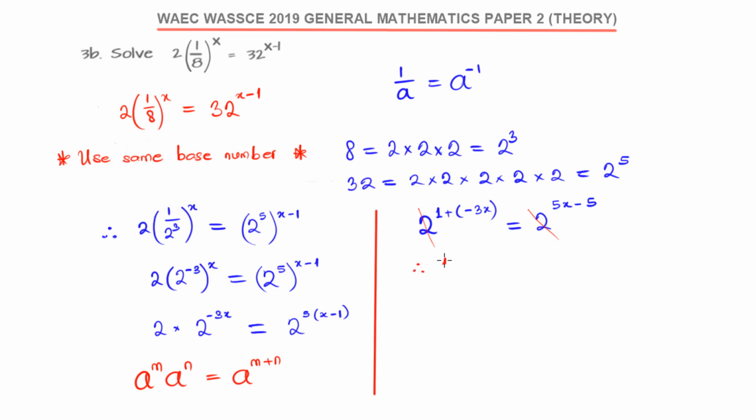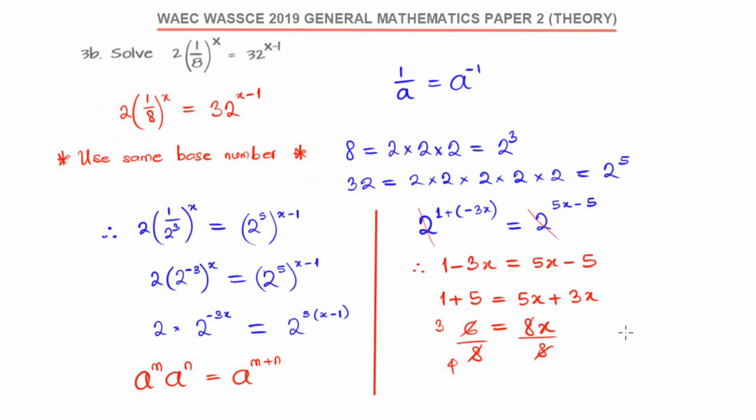So now, we can see that we have the same base 2, and since the bases are equal, we can knock out the base to leave us with the power, and we have 1 minus 3x is 5x minus 5. If we collect like terms, we have 1 plus 5 is equal to 5x plus 3x. 1 plus 5 is 6, 5x plus 3x is 8x. So we just divide both sides by 8. We can find the value of our x to be, x will now be 3 over 4, and that is our solution to the question.